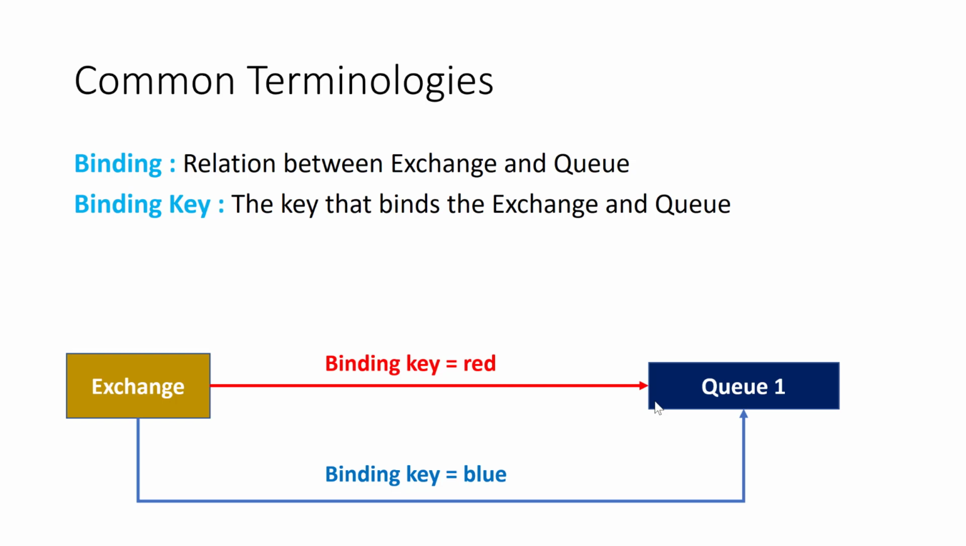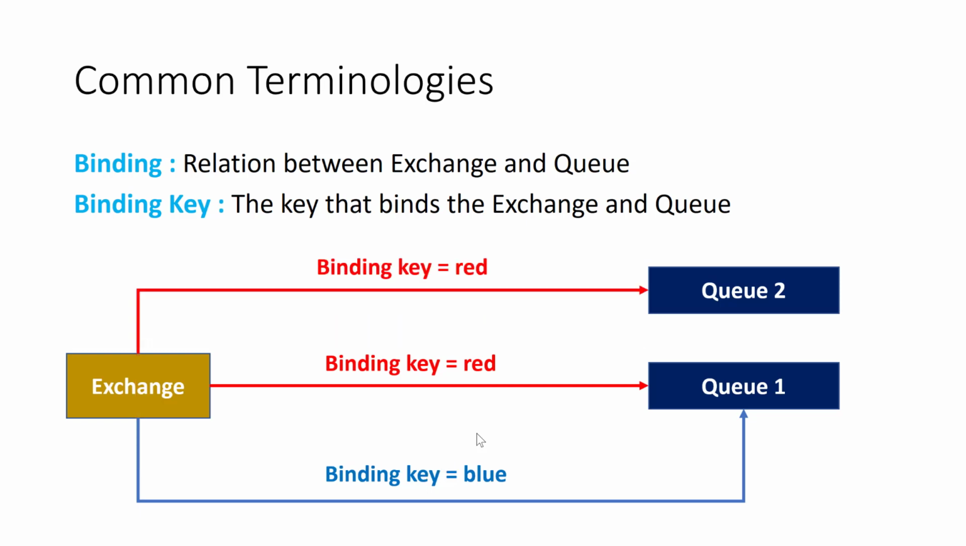And you see there is a binding with the key red and there is a binding with the key blue, and this exchange binds to the same queue with two different keys. Now you could also have the exchange bind to another queue with the same key as well. So here we see there are two keys red. One key red is binding to Q1 and the other key red binding to Q2. So this is fine as well.